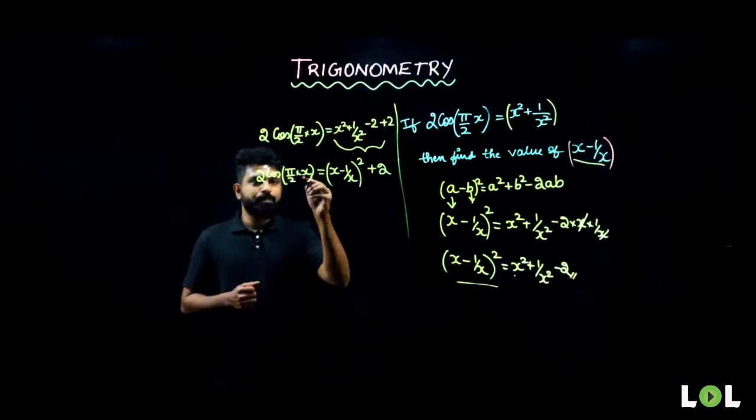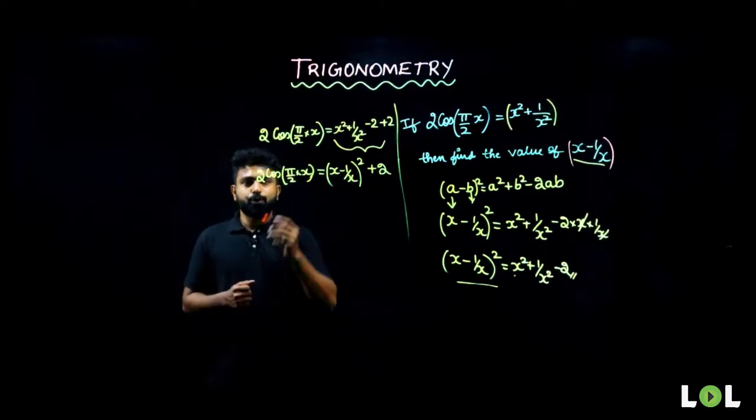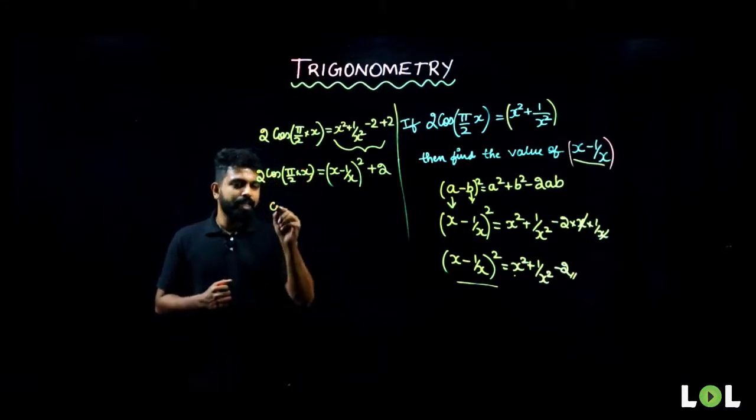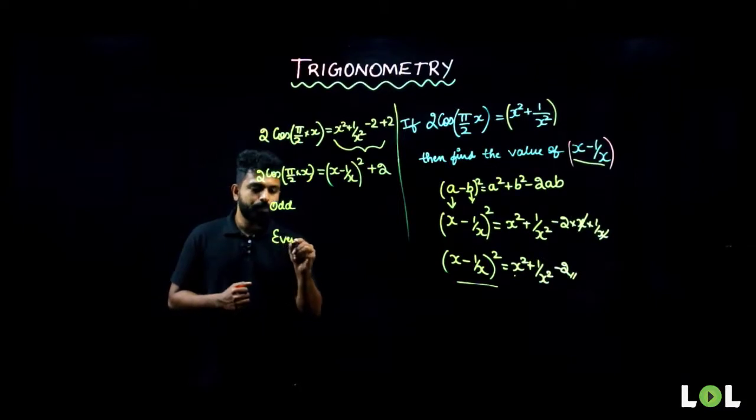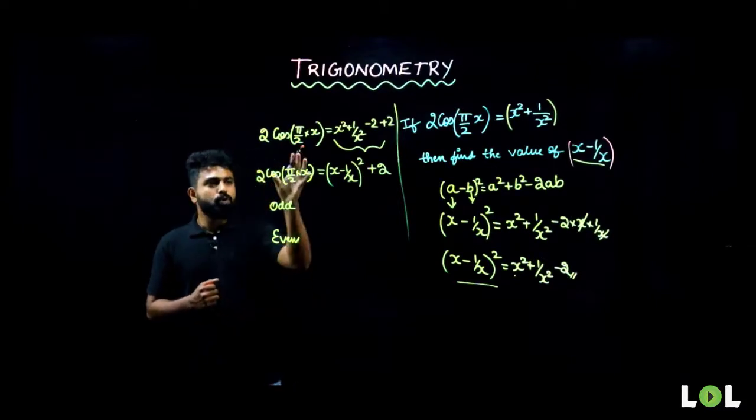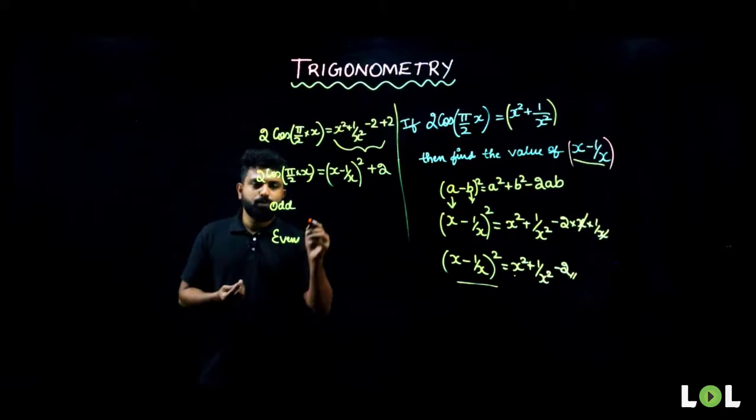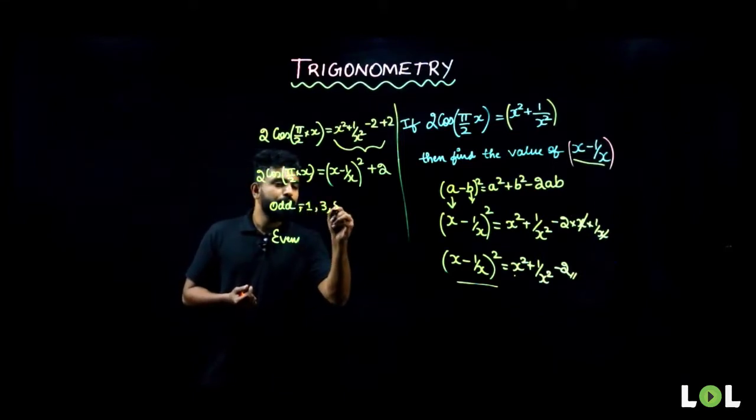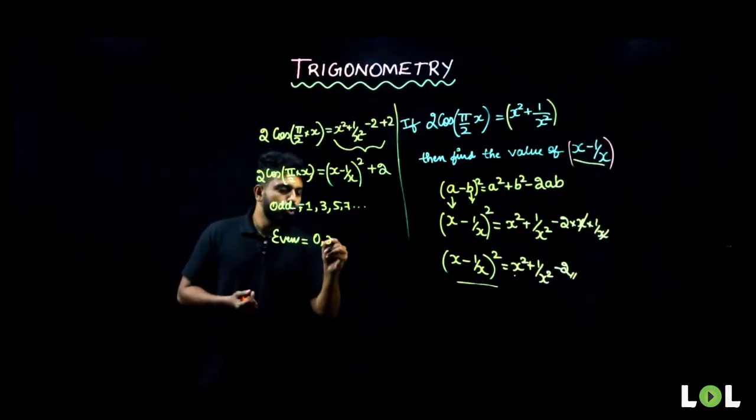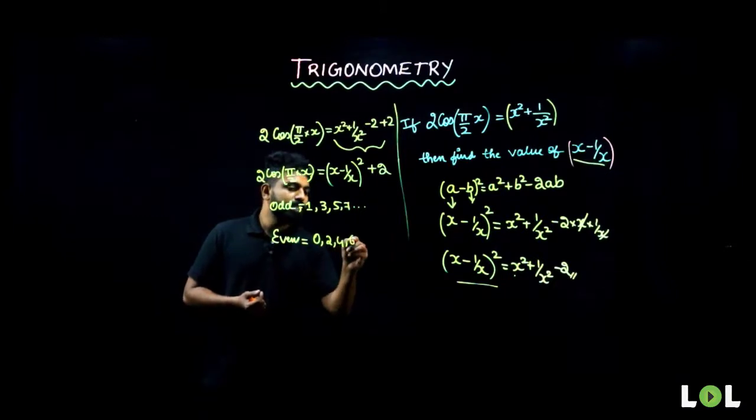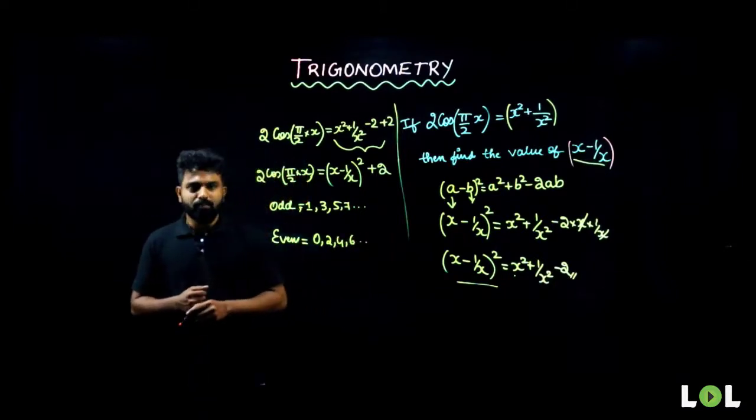Look at this. We have 2 cos pi by 2 into x. What are the values x can take? x can take either odd values or even values. Now, if I substitute odd values of x here, what happens? Which are the odd values? 1, 3, 5, 7 and so on. What are the even values here? Even values will be 0, 2, 4, 6.